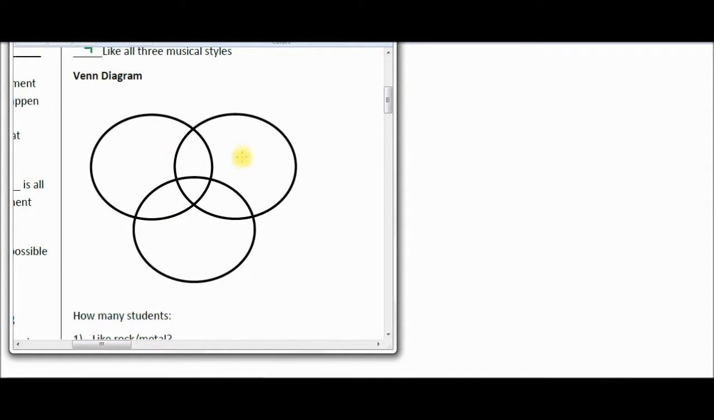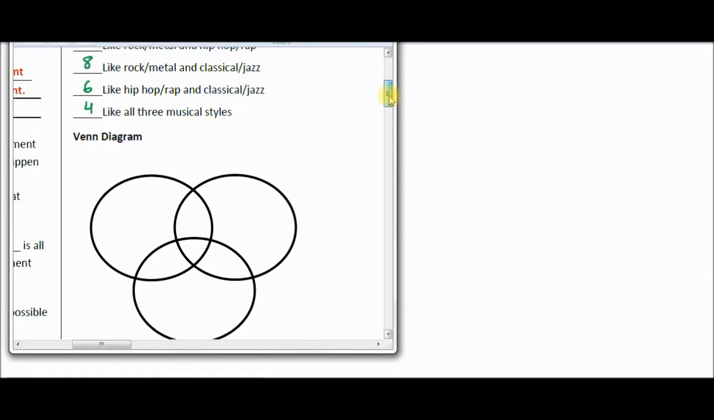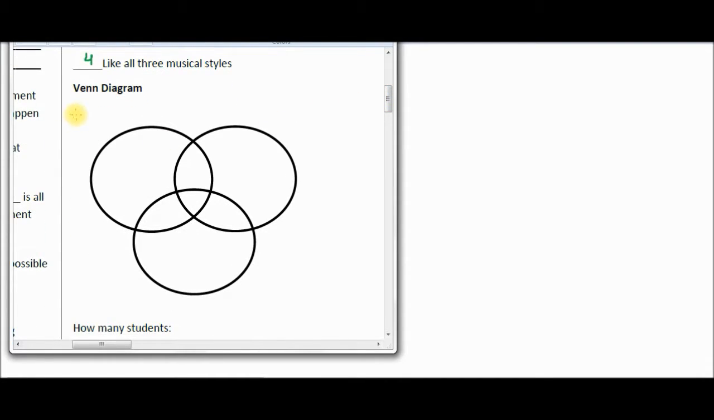First thing you're going to do is you see there are 3 circles. We're going to label those 3 circles with our 3 categories. So is this circle number 1? I'm going to write, this is rock/metal. And I'll put an underline there. This circle number 2 over here, this is going to be hip hop or rap.